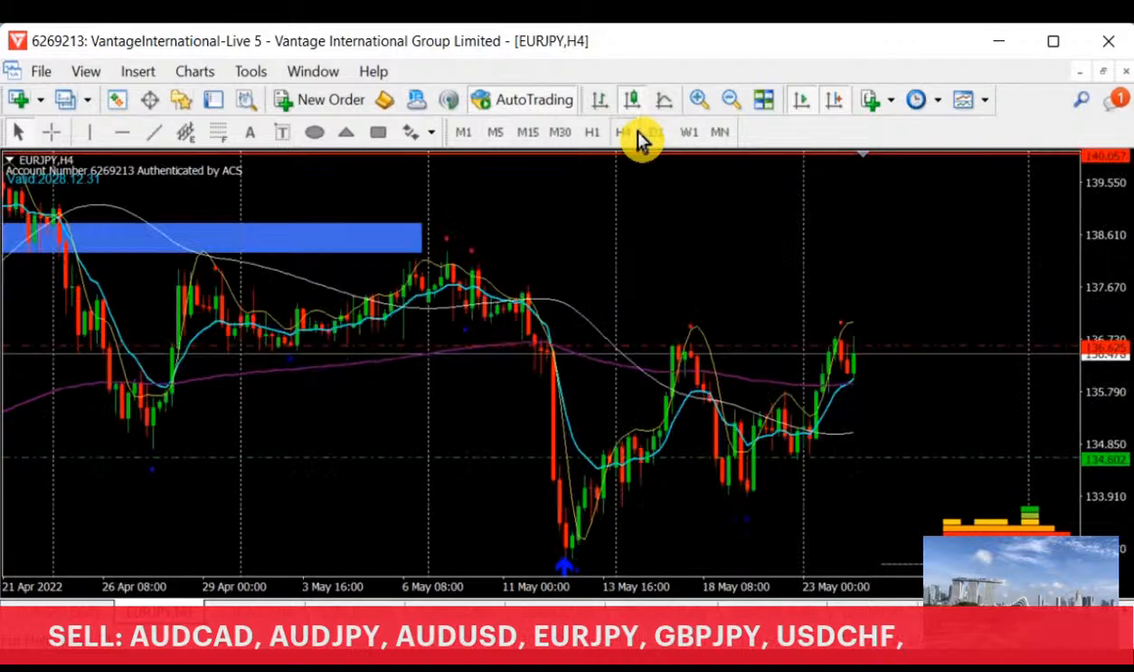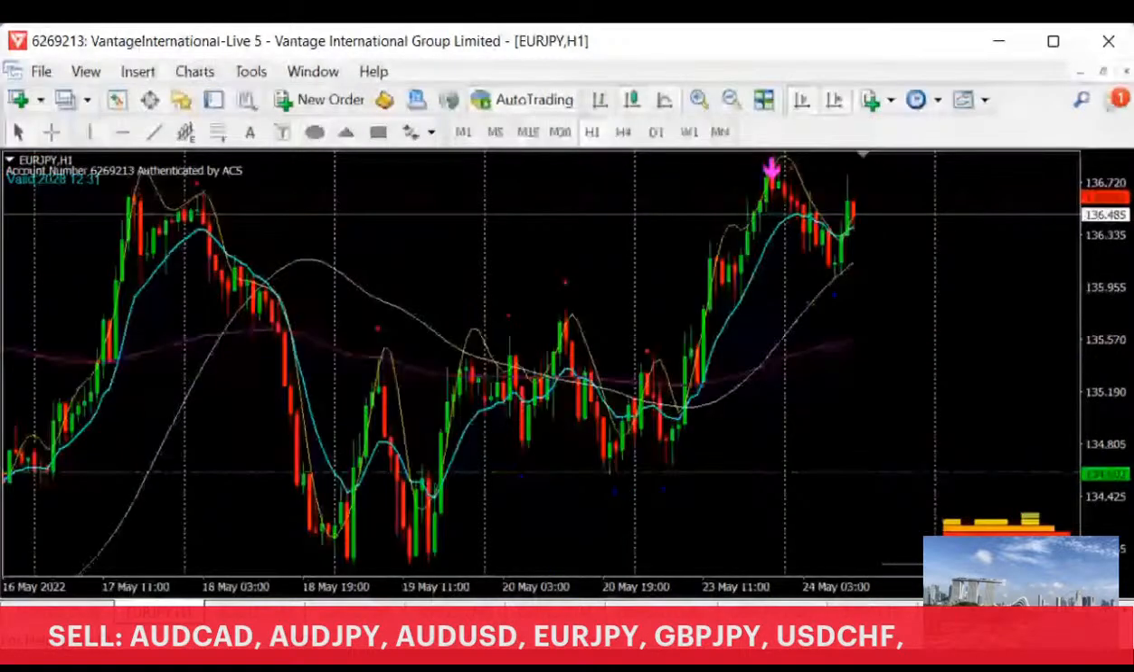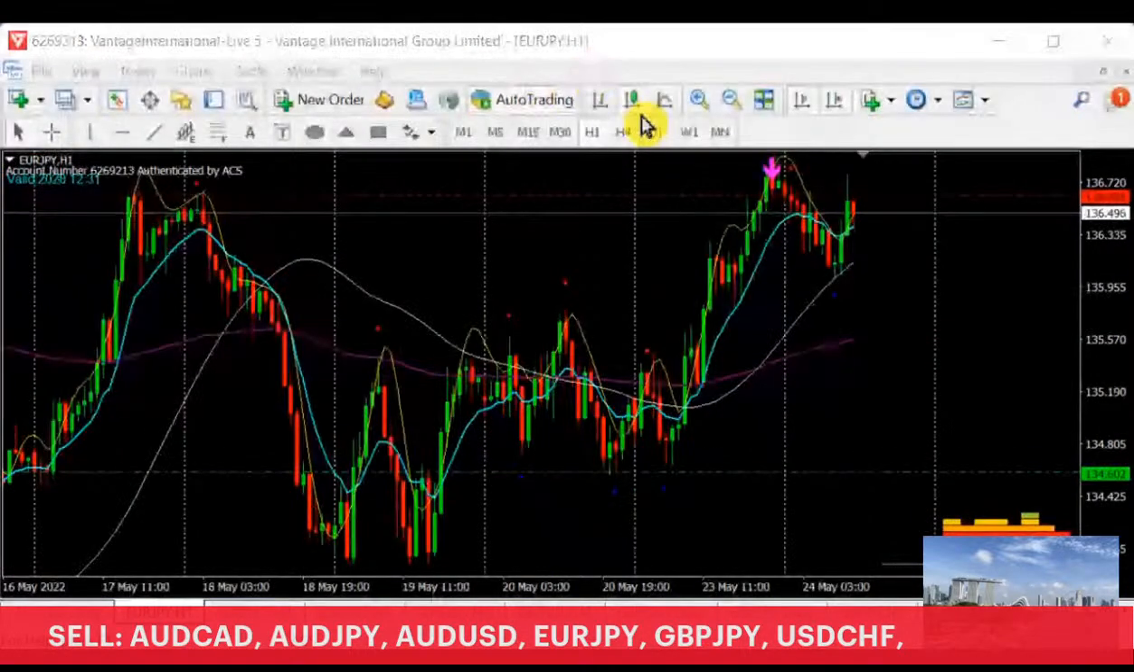So let's check again. H4, we have tested the resistance area. Same thing, resistance. So we tested, correct? Now once again, H1, we are having a selling signal. We have a selling signal already. So is there a good chance for us to sell?